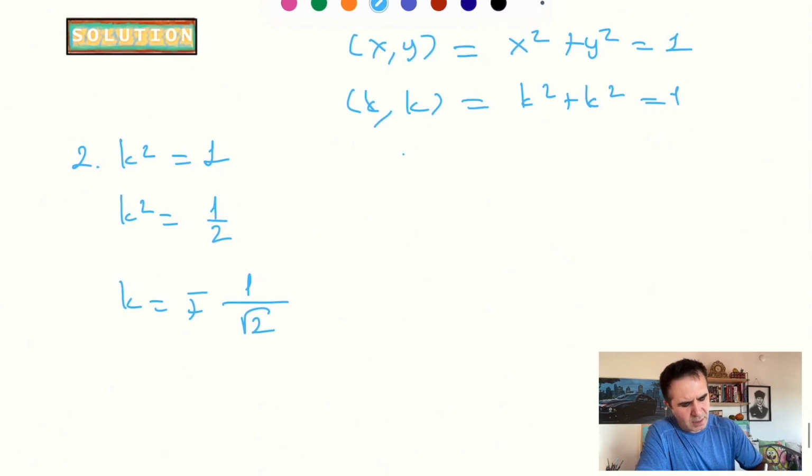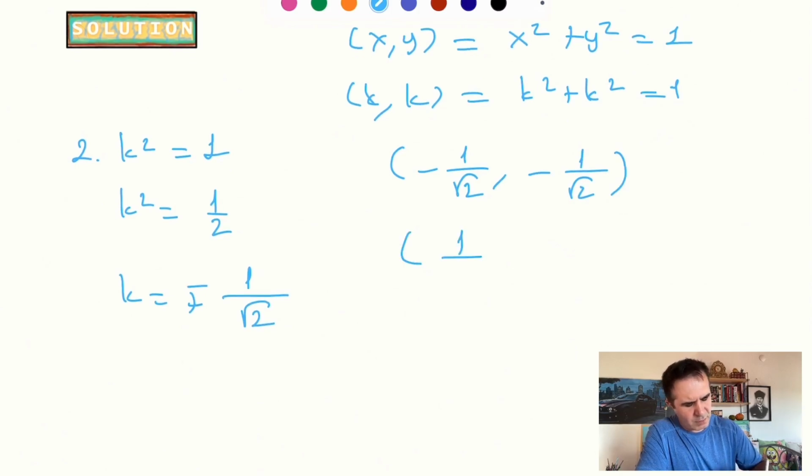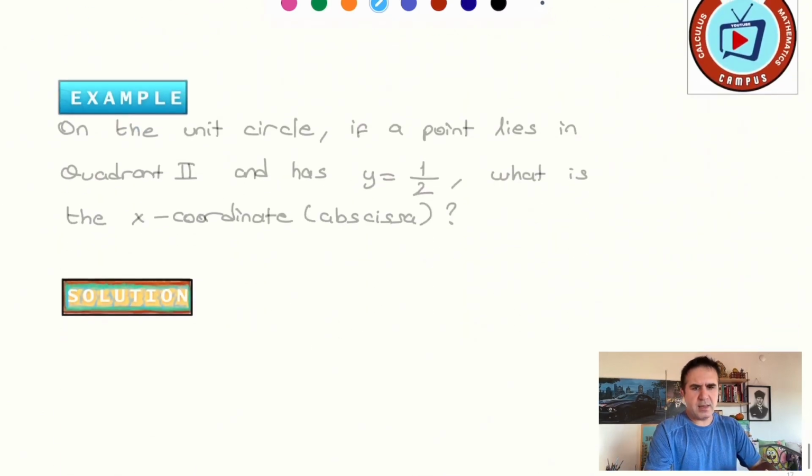So the points are minus 1 over square root of 2, minus 1 over square root of 2. This is the first point. And 1 over square root of 2, 1 over square root of 2. This is the second point. And the last question. On the unit circle, if a point lies in quadrant 2 and has y equals 1 over 2, what is the x coordinate?